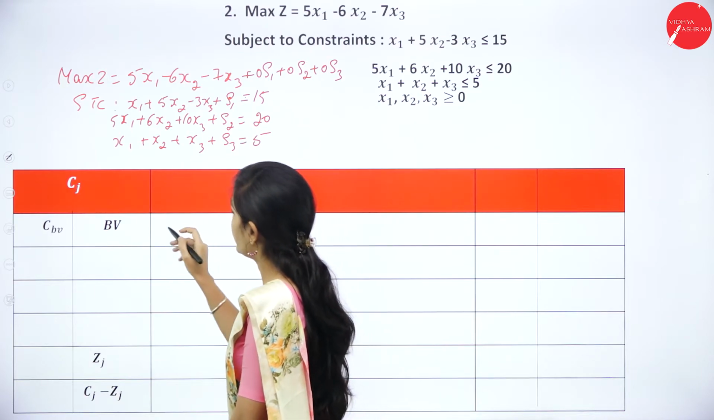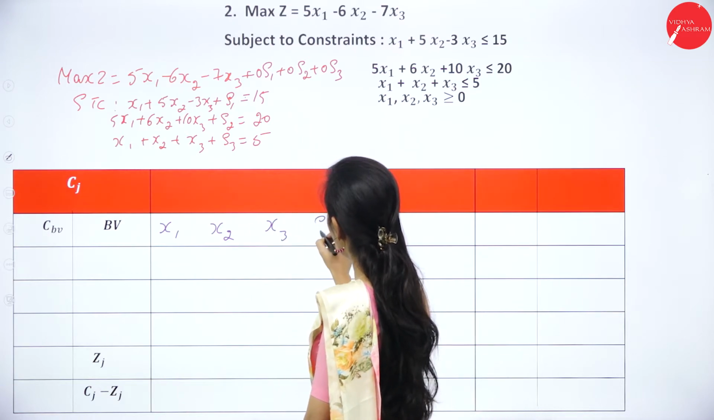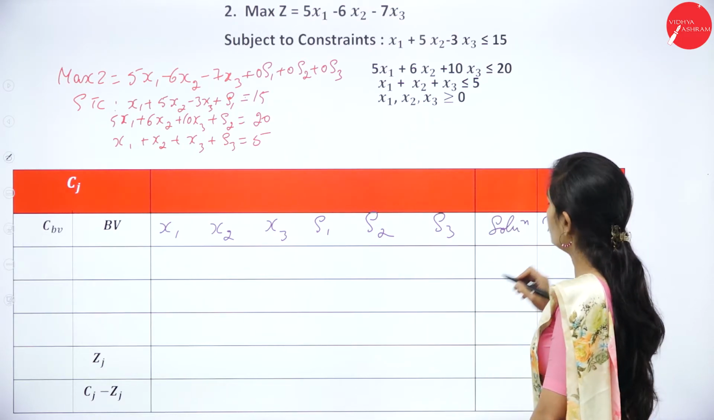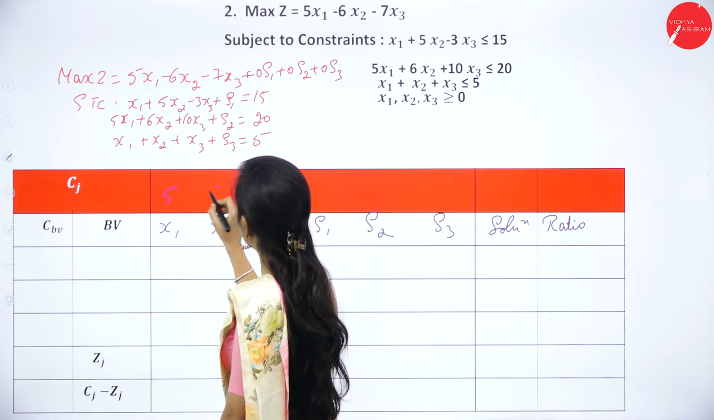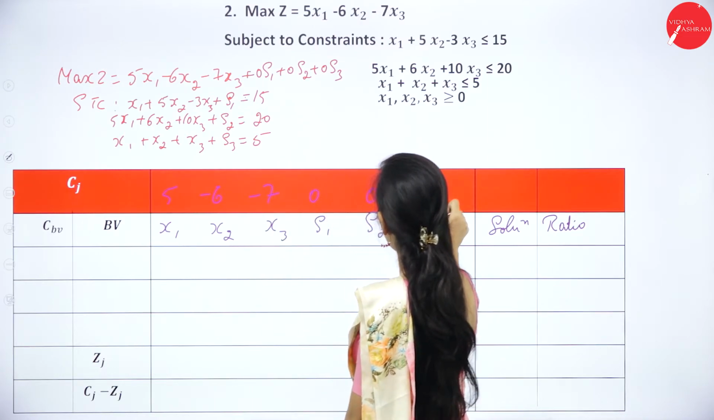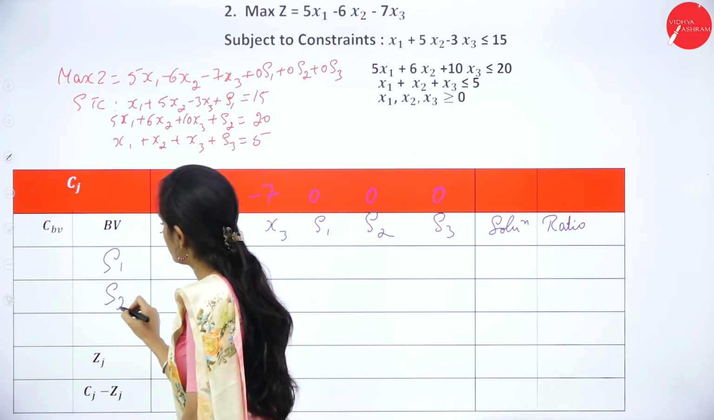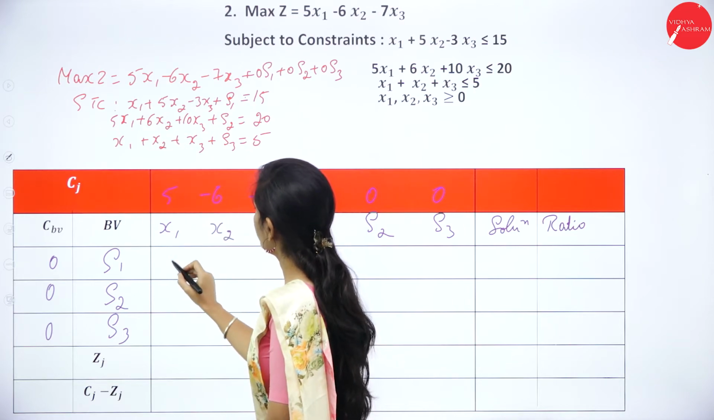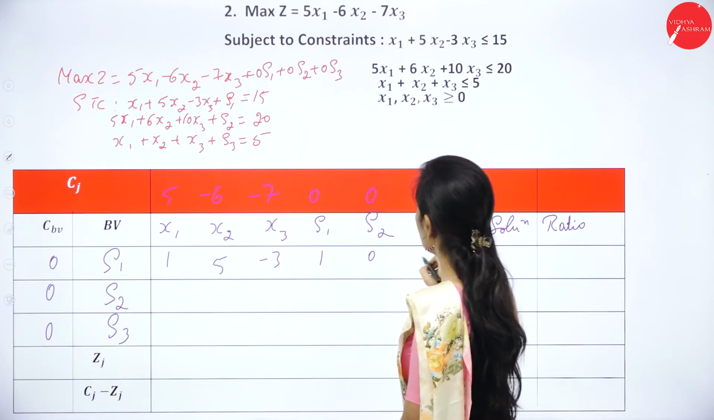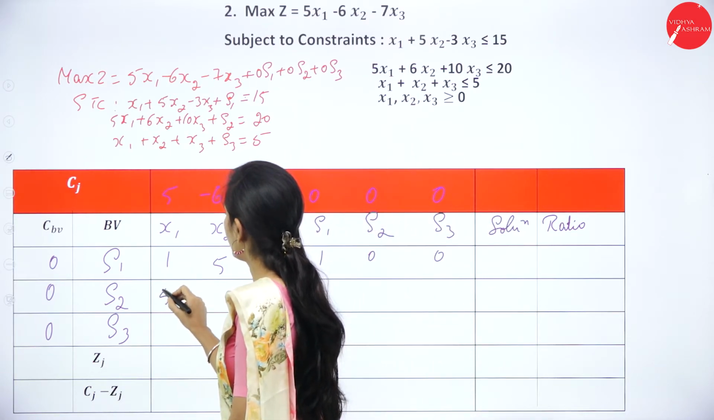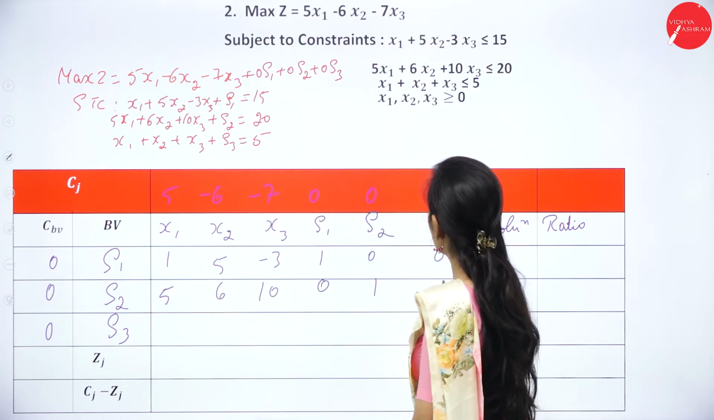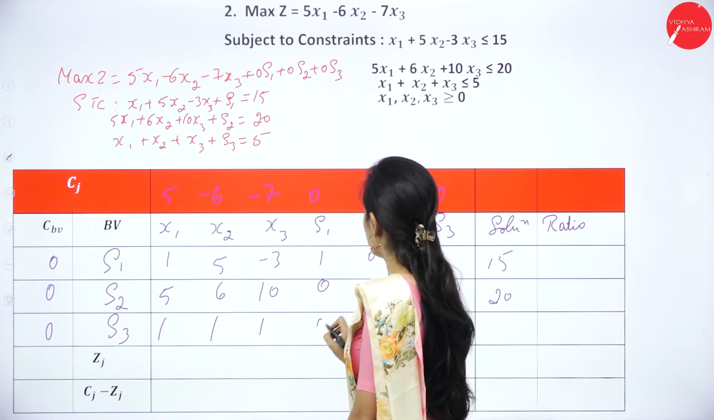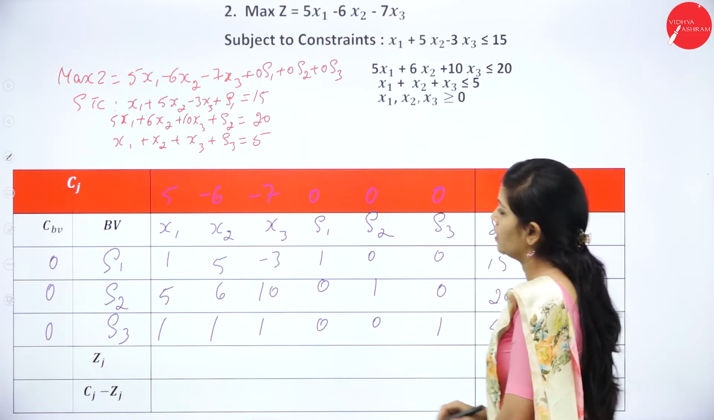Now write all the basic variables here, x1, x2, x3, s1, s2 and s3, solution and ratio. Now write the coefficients of the objective function: 5, minus 6, minus 7, 0, 0 and 0. The basic variables S1, S2 and S3 have coefficients 0, 0, 0. Now write all the coefficients of these variables. In equation number 1 we have 1, 5, minus 3, 1, 0, 0. There is no S2 and S3, it is 0. In equation number 2, 5, 6, 10, 0, 1, 0, and the solutions are 15 and 20. And equation number 3, 1, 1, 1, 0, 0, 1. Solution is 5.